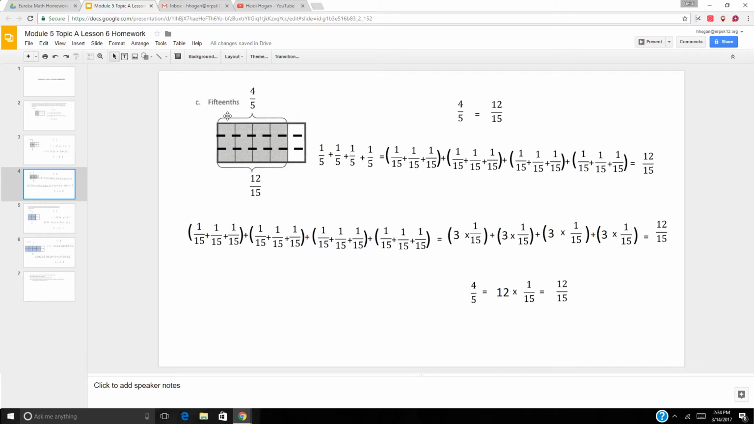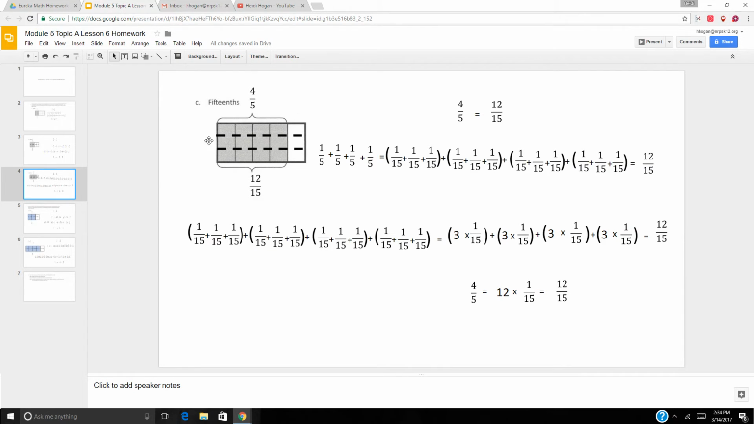Or 1/5 plus 1/5 plus 1/5 plus 1/5. 1/5 equals 1/15 plus 1/15 plus 1/15. That's one chunk. 1/15 plus 1/15 plus 1/15, that's another chunk. 1/15 plus 1/15 plus 1/15, that's another chunk. And 1/15 plus 1/15 plus 1/15, that's our fourth chunk.